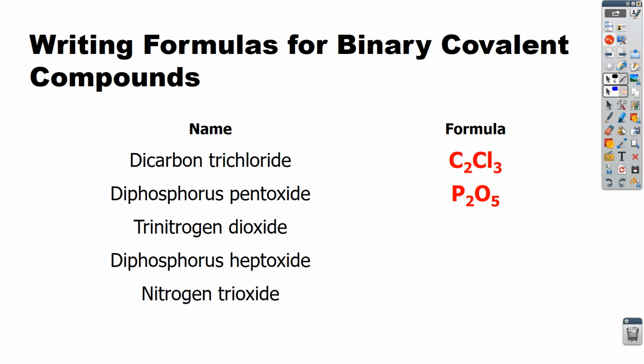Trinitrogen dioxide. I have 3 nitrogen atoms for every 2 oxygen atoms or 2 oxides. Diphosphorus heptoxide. 2 phosphorus atoms for every 7 oxygen atoms. Nitrogen trioxide, 1 nitrogen atom for every 3 oxygens.